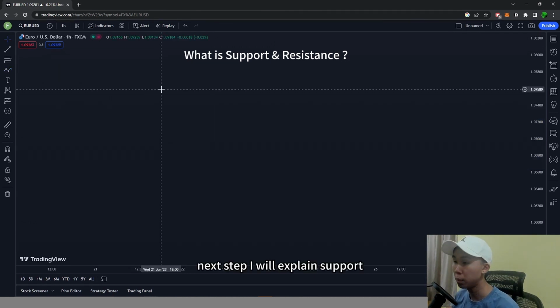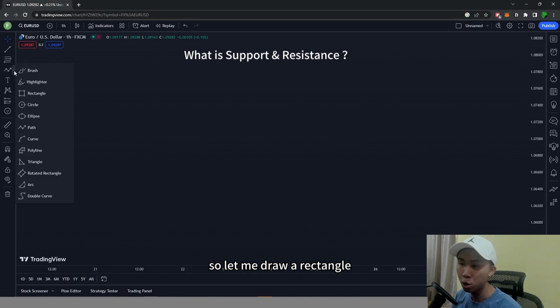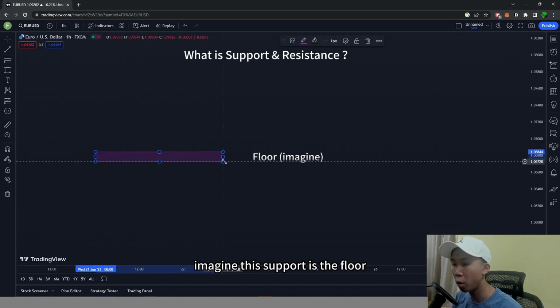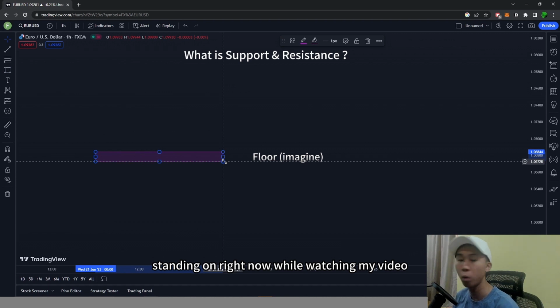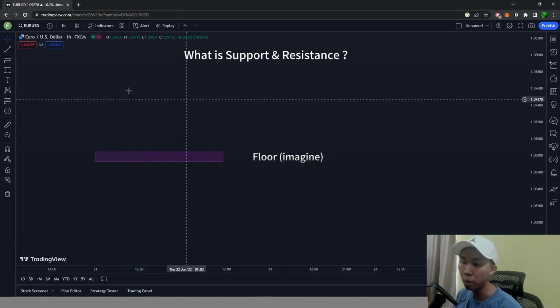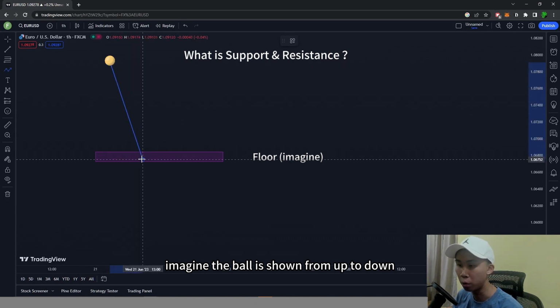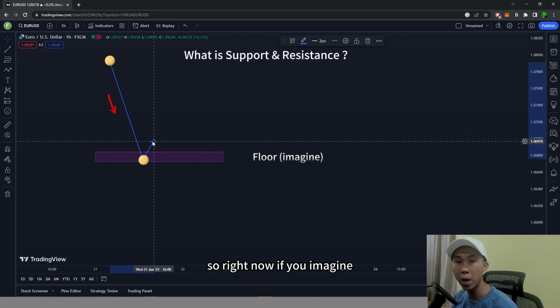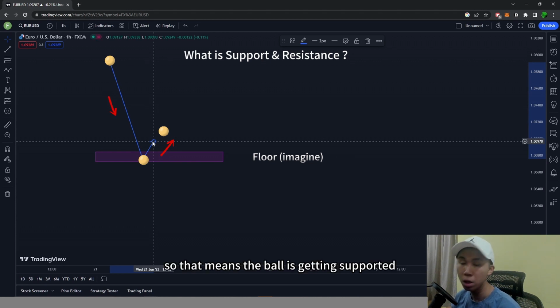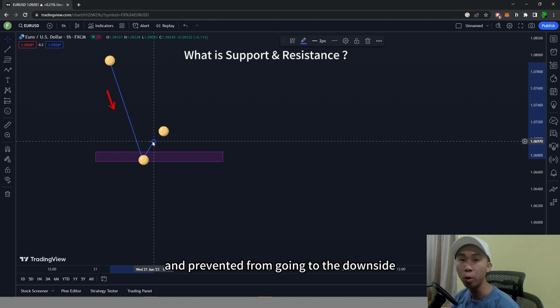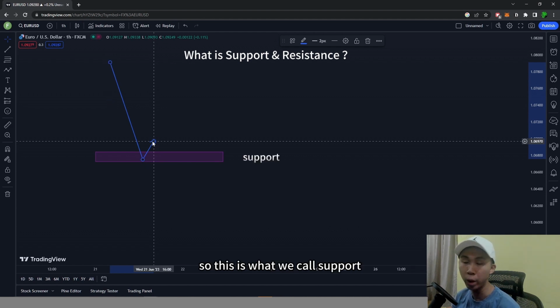Next up, I'll explain support. So let me draw a rectangle. Imagine this support is the floor. It's the floor that you are standing on right now while watching my video. That is the floor. Imagine the ball is thrown from up to down. So right now, if you take a ball beside you and throw it on the floor, what happens? It bounces back up. So that means the ball is getting supported and prevented from going to the downside. So this is what we call support.